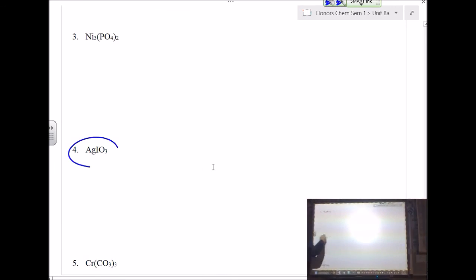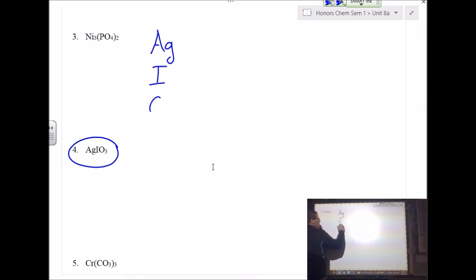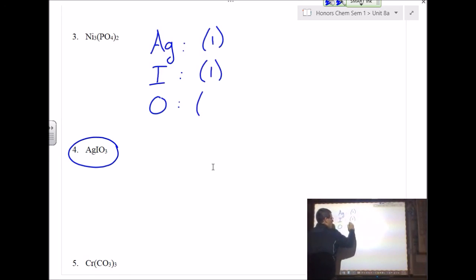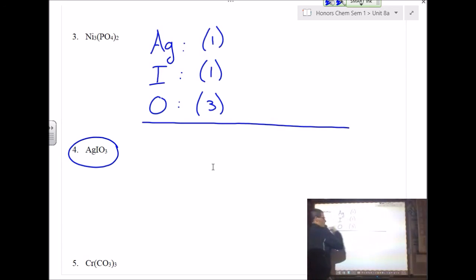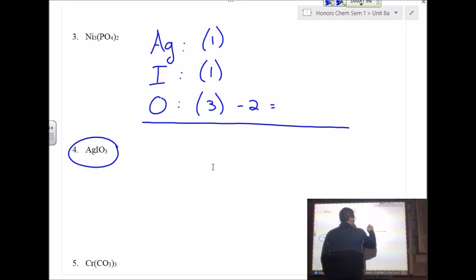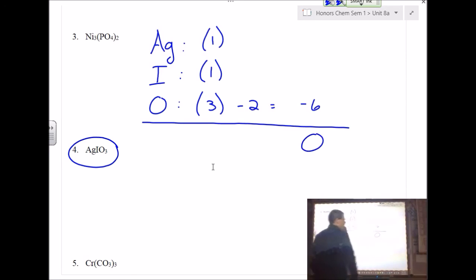All right, so silver iodate. We're going to start off with silver, iodine, and oxygen. How many silver atoms do we have? 1. And how many iodine atoms? 1. How many oxygen? 3. And what's the charge on every oxygen? -2. So you better not miss what an oxidation number for oxygen is. So -6, and all that equals 0.